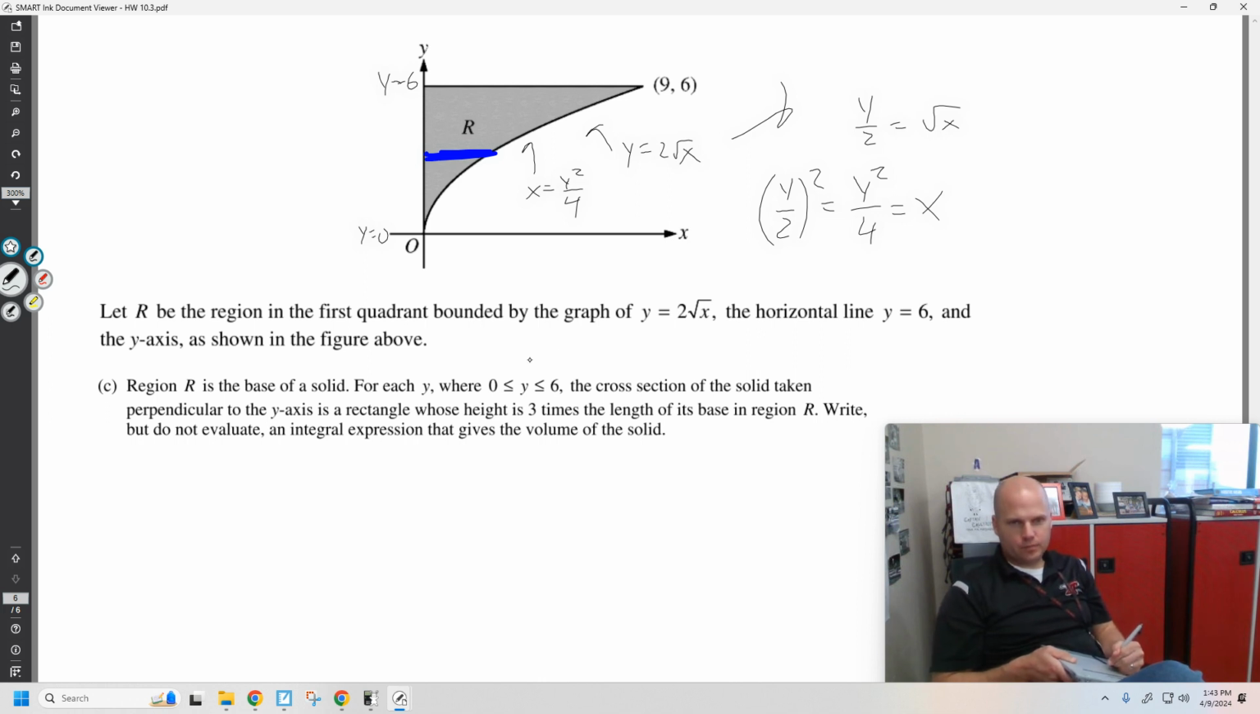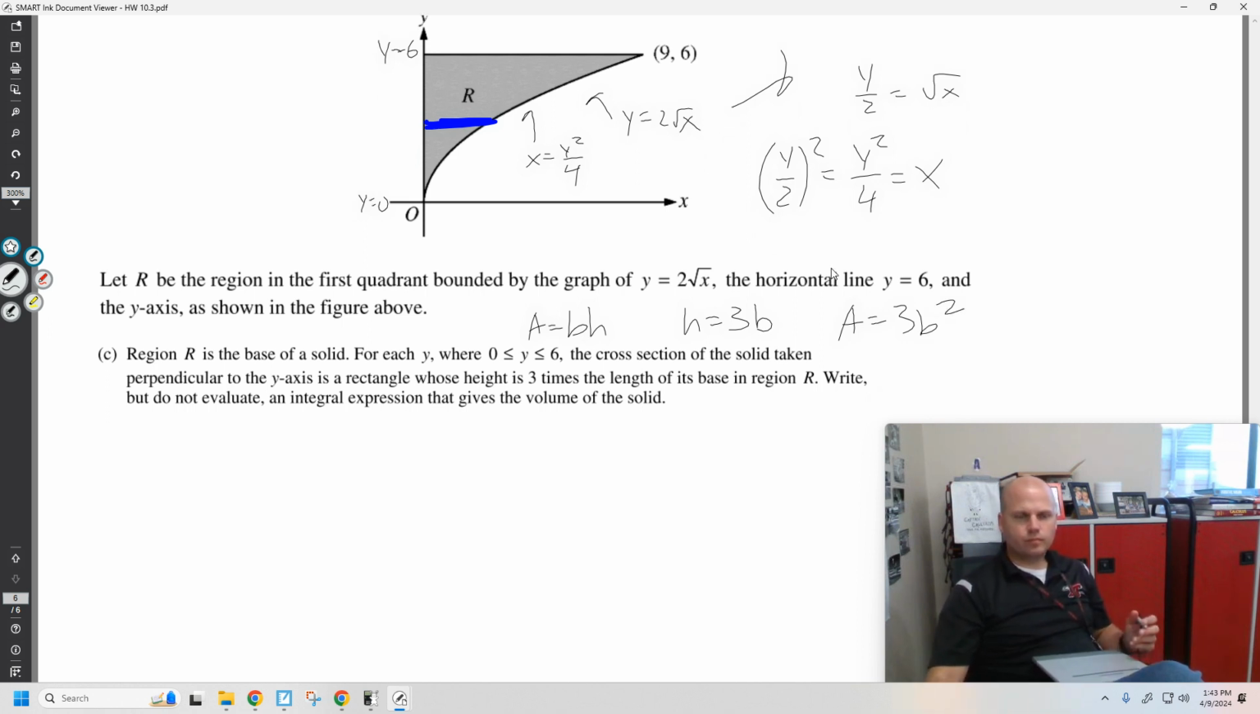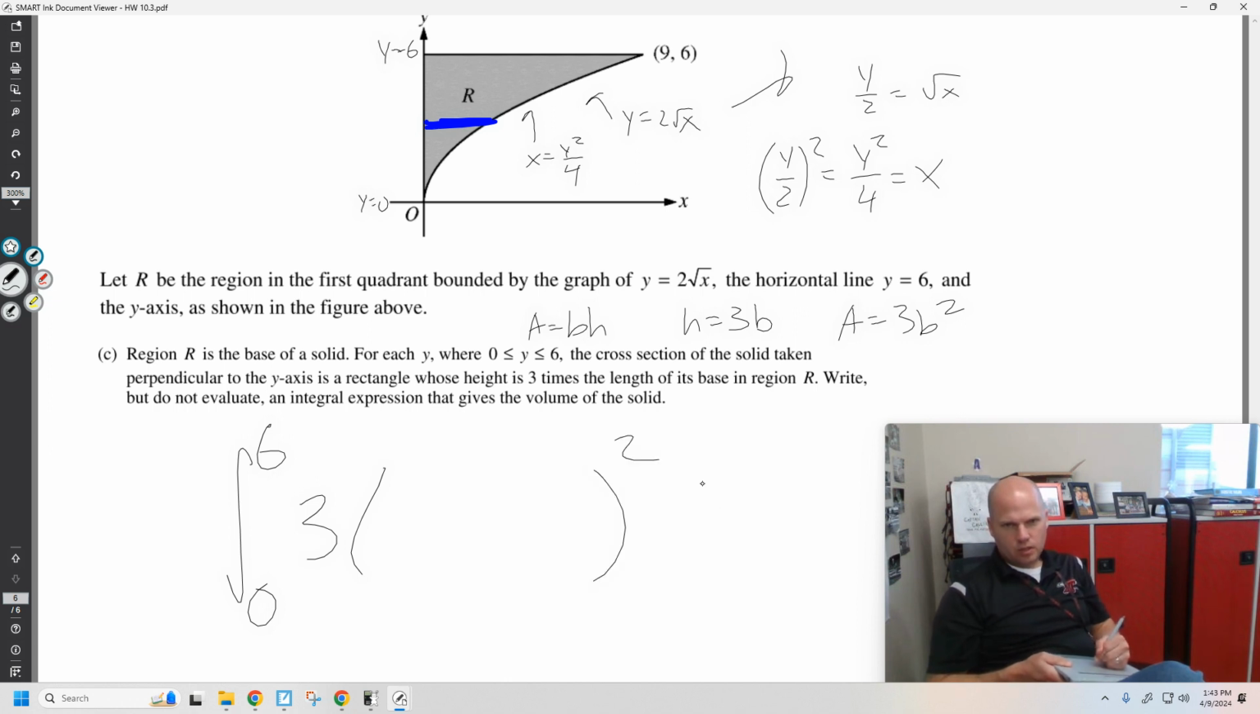We got a rectangle, height 3 times the length. So the area of a rectangle is base times height. The height is 3 times the base length. So the area is going to be 3b squared. I want to sum up from a y equals bottom to a y equals top. 3 base length squareds, a very skinny width to give them volume. That's this length right here. That's small y distance. X equals right minus x equals left. X equals right is x equals y squared over 4. X equals left is x equals 0.